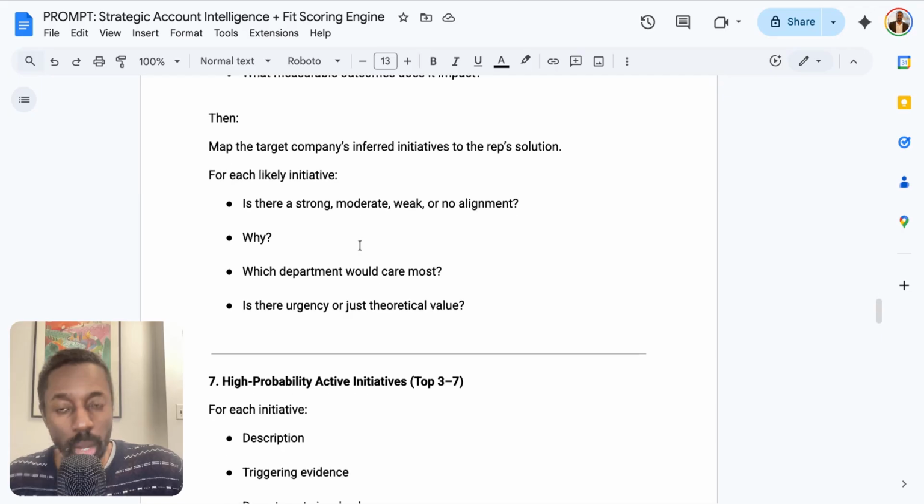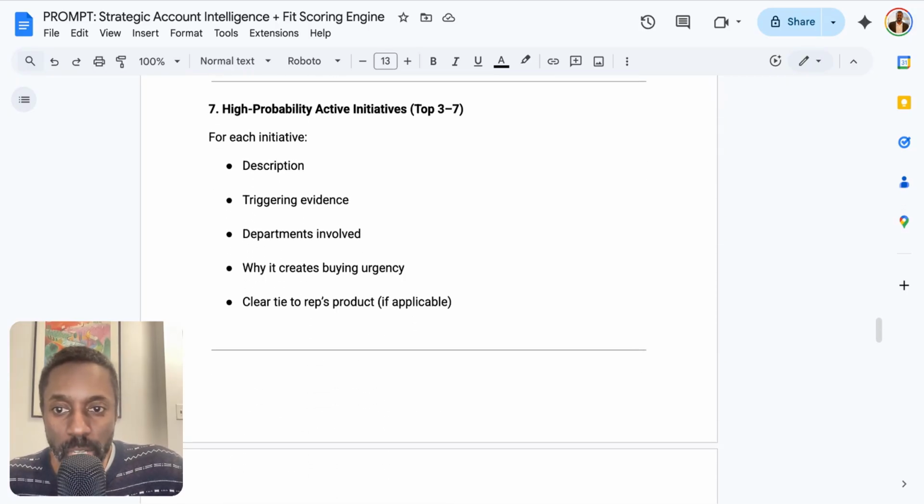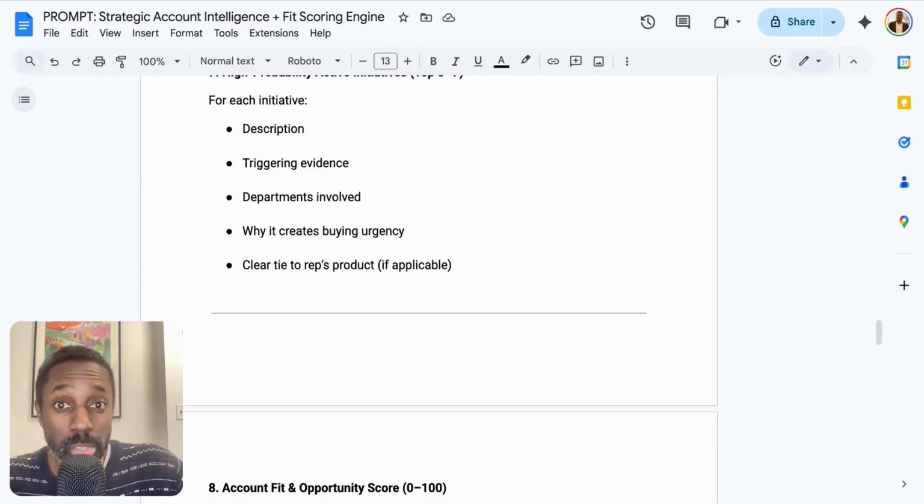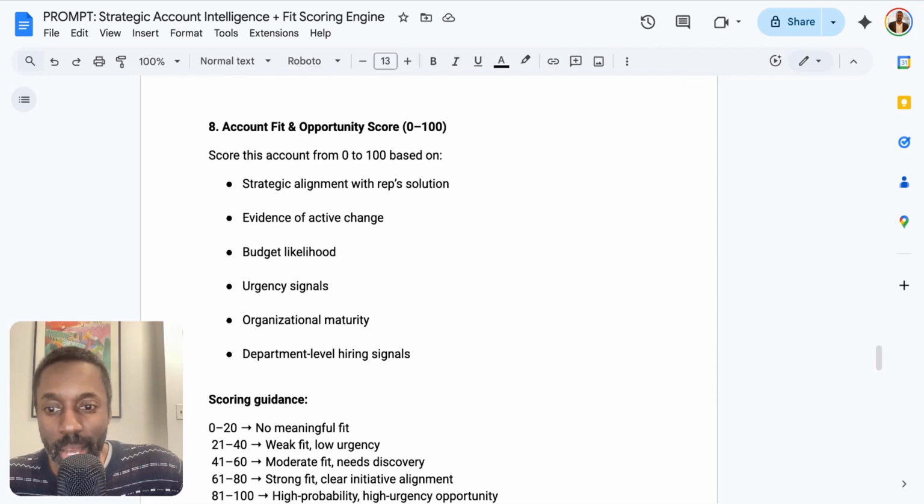So here's where it's going to take what Rippling does and what Salesforce does and see if there's a match, see if there's a fit. And then it's going to talk about other triggers, department involvement, and why it creates buying urgency. So what's going on in the company that might cause them to want to buy Salesforce. And lastly, which I think is very important, you want to know the account fit and opportunity score. Out of a score of 1 to 100, you're going to know the likelihood of whether this is worth reaching out to or not.